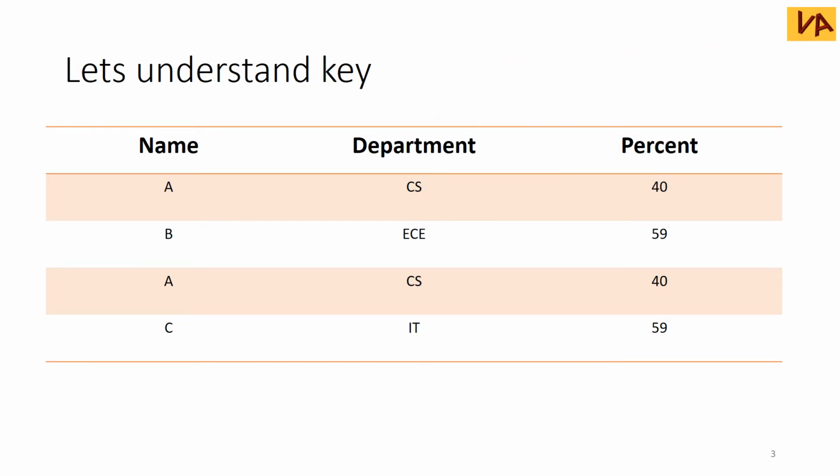A relation contains 1,000 records in a particular table. So we need to identify a particular row in a very unique manner, right? Let's take an example and I will explain to you how key will help us to identify the record very uniquely. First column is name, second column is department, and third column is percentage. It is a table of a student, right?